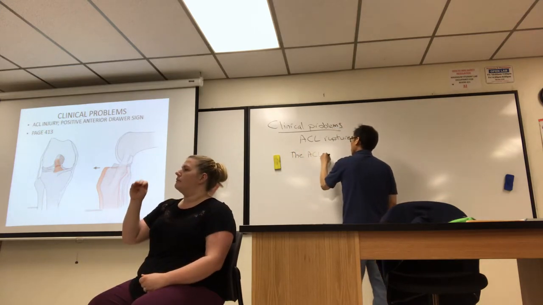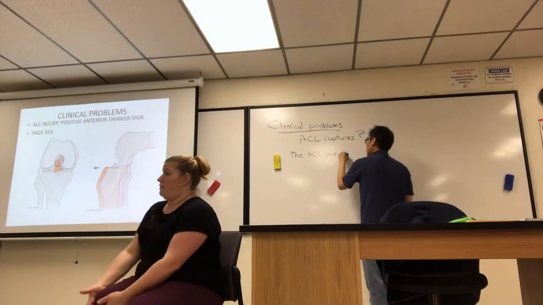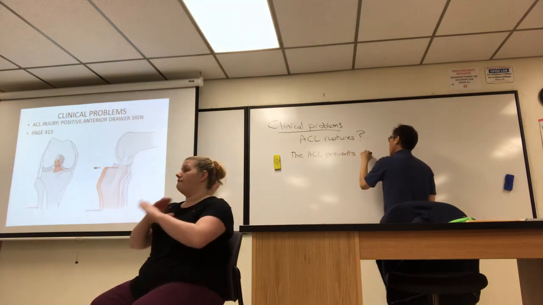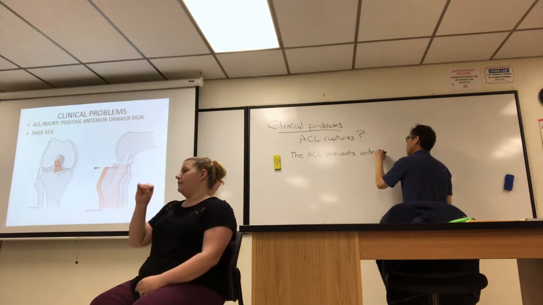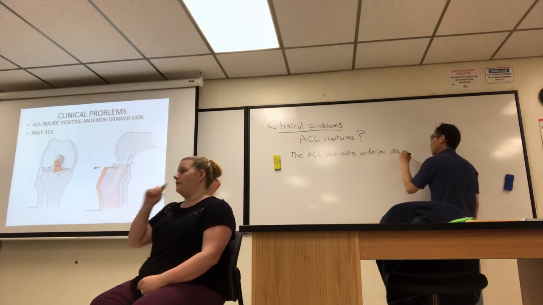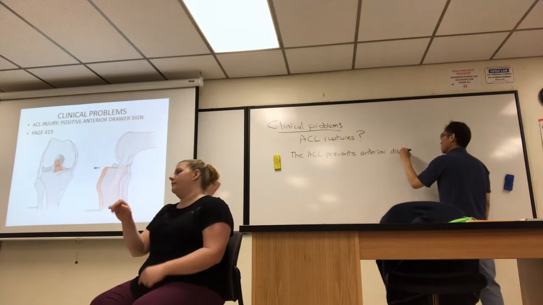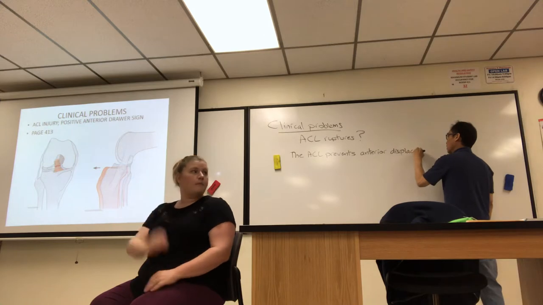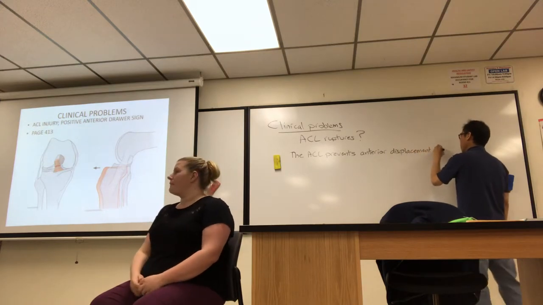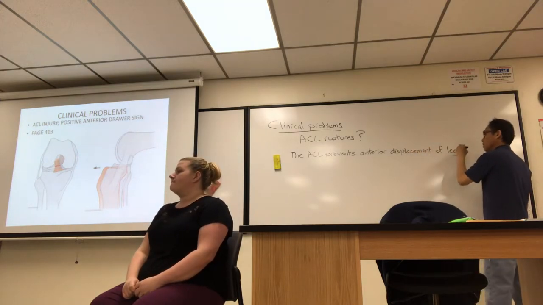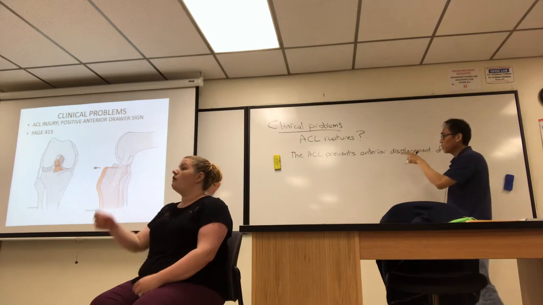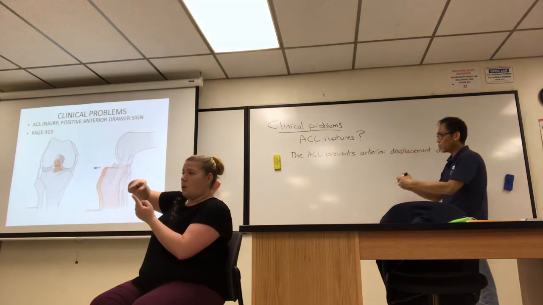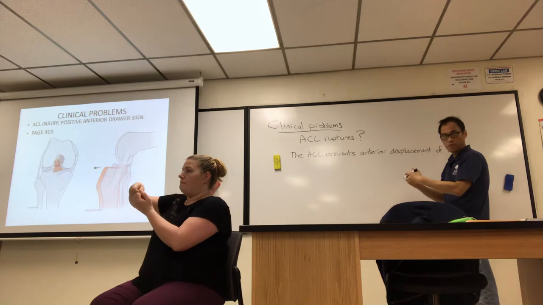The ACL prevents anterior displacement of the leg. So if it's ruptured, you might be able to pull or draw the leg forward.